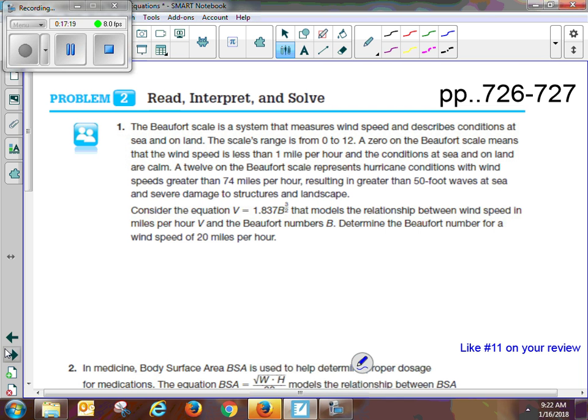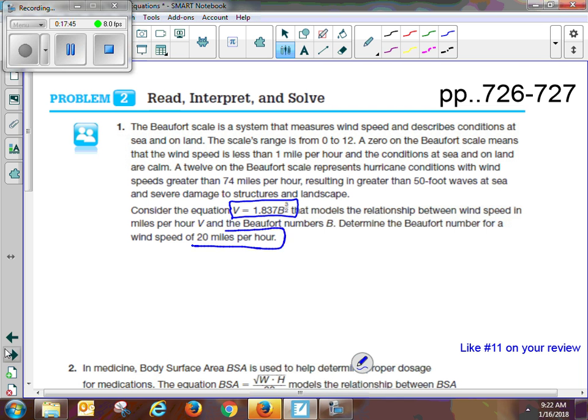Okay? Do you see an equation? Is there an equation staring at you, like a formula? Yes. So it gives me V equals 1.837 B to the 3/2 models the relationship between wind speed in miles per hour V, and Beaufort numbers B. Determine the number for wind speed of 20 miles per hour.